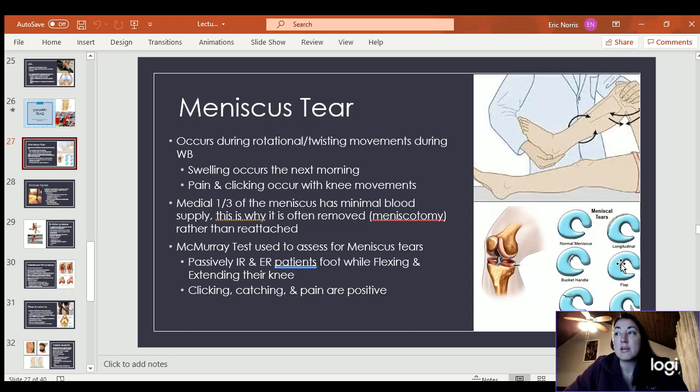And then you may even hear or feel clicking and catching, and if they report that they have more pain with that test, most likely that would be a positive test. Most likely they've torn their meniscus. Again, an MRI would tell you best.